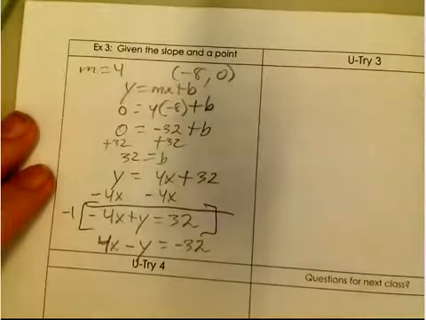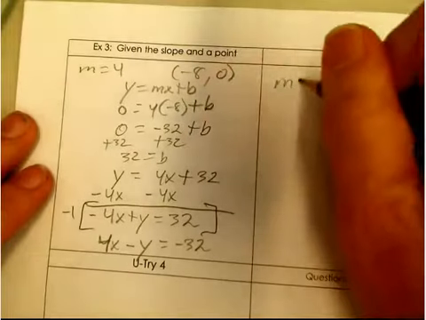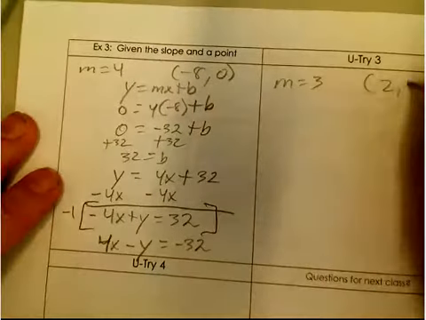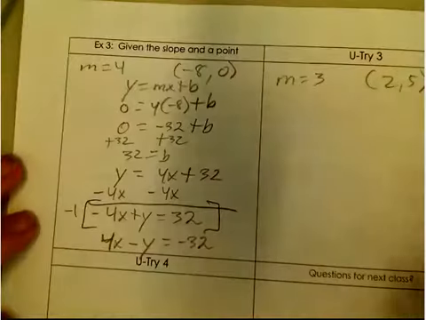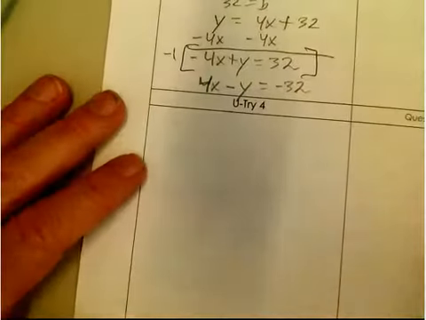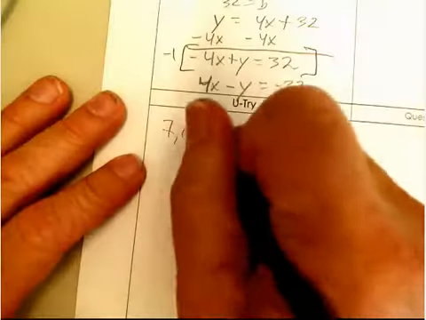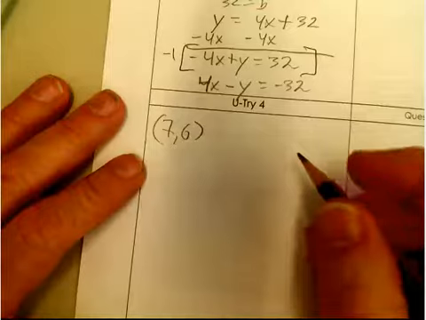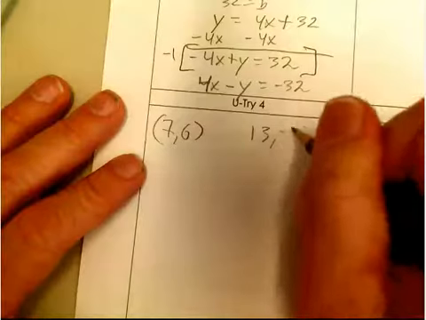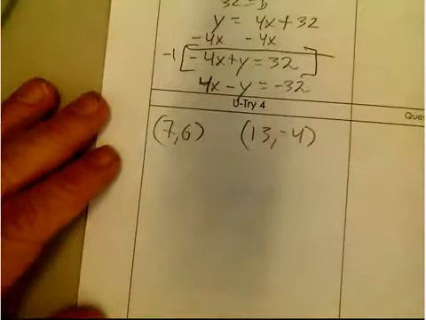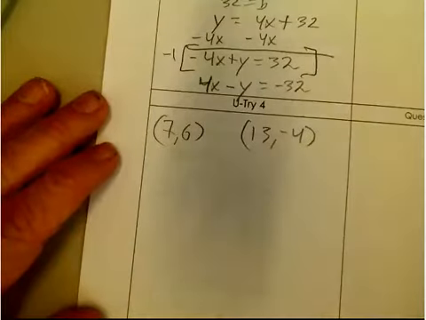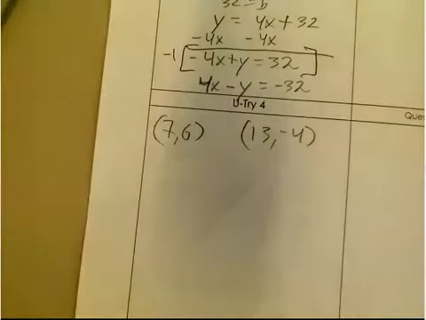Here's your u-try. Slope of 3, and the point is 2, 5. And here's another u-try. This time you have 2 points. You're going to have to figure out the slope and then pick a point to put it into slope-intercept form or point slope form, and then work your way into standard form. All right, I have one more thing to show you.